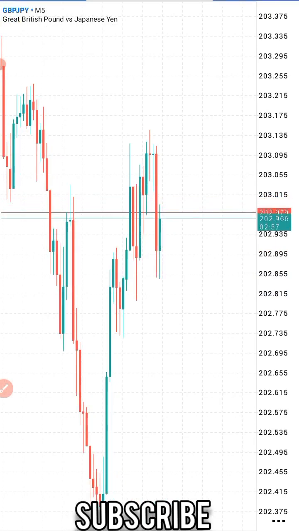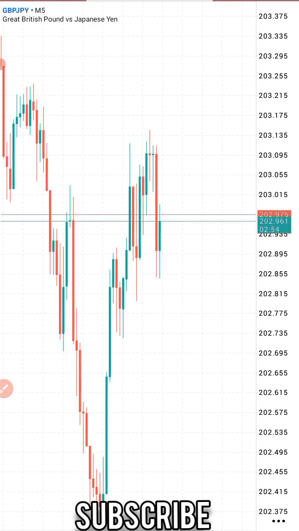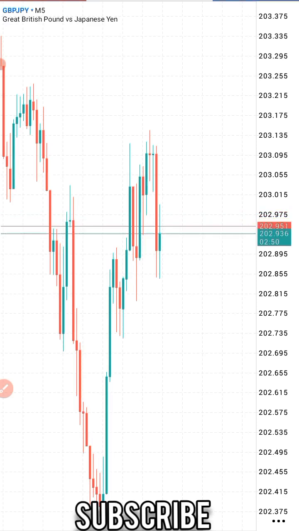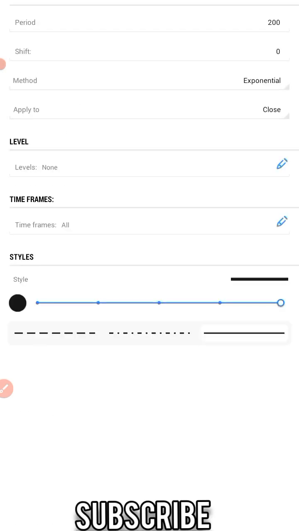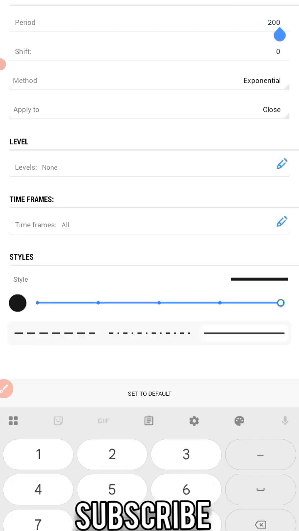Now, the goal of this is simplicity plus speed and high accuracy. So now let me input my moving average now. Moving average 20.